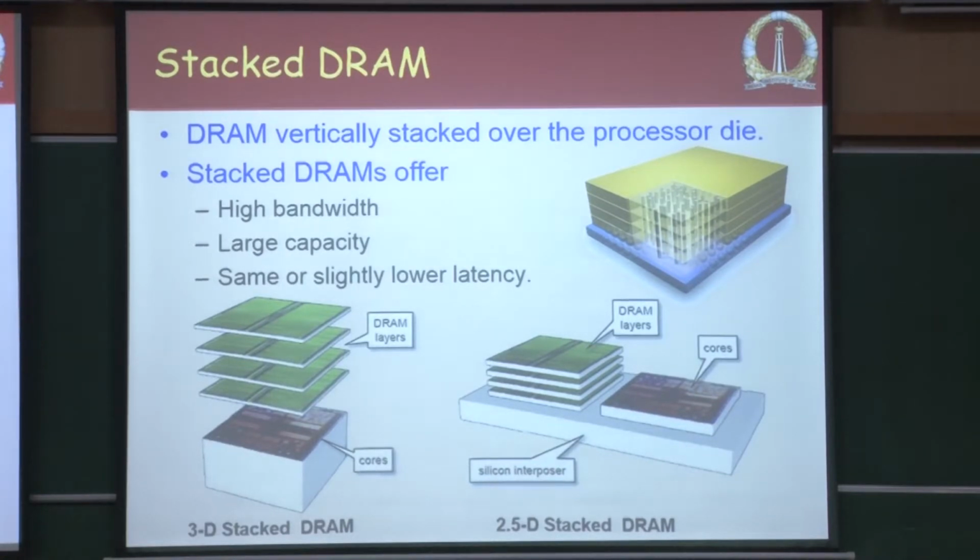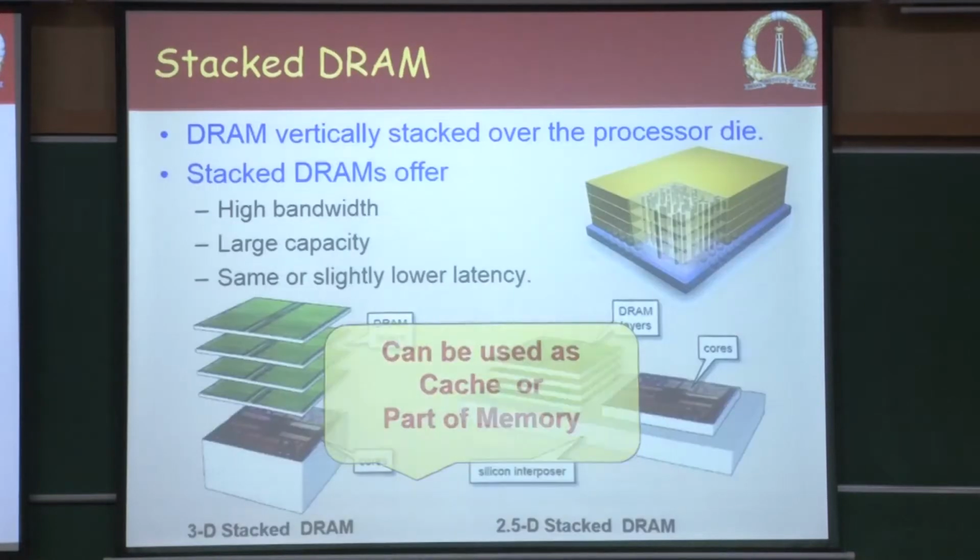It could also be done in what is called a 2.5D stacked DRAM, where the processor cores are put on one side, and the memory is stacked on the other side, and they are connected by means of a silicon interposer. In either case, what is really happening is that the processor and the stacked memory are together in a single chip, and that is why it has this higher bandwidth advantage. Whether it is this one or this one does not really matter.